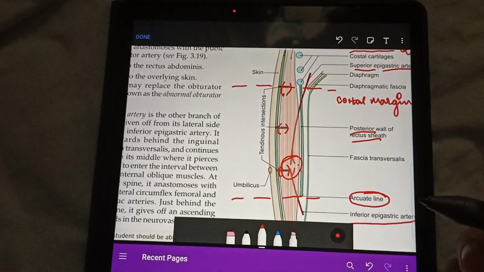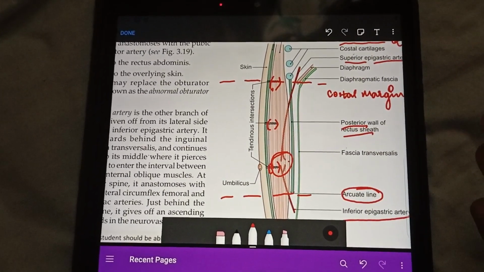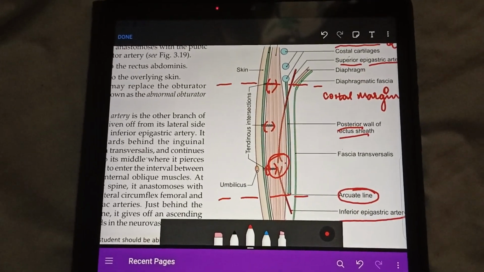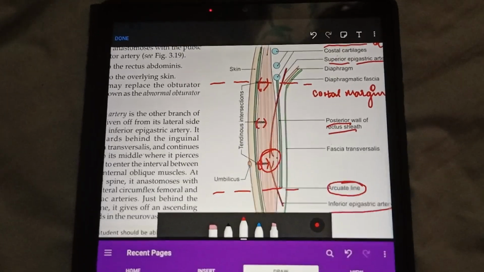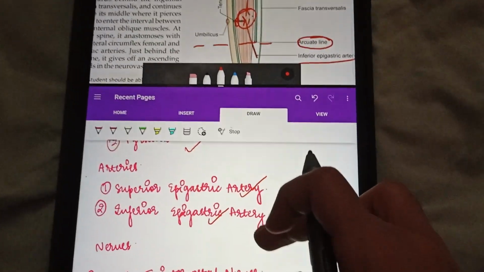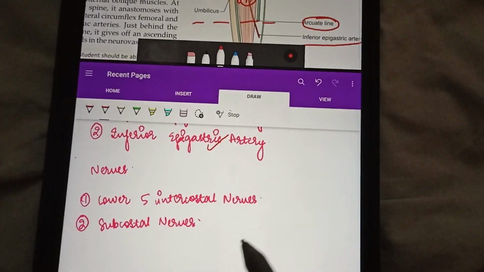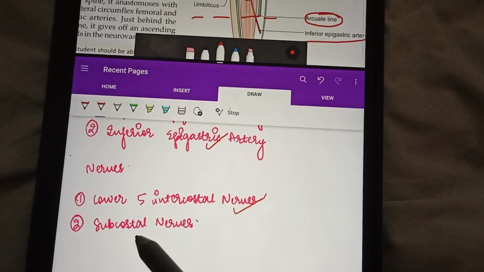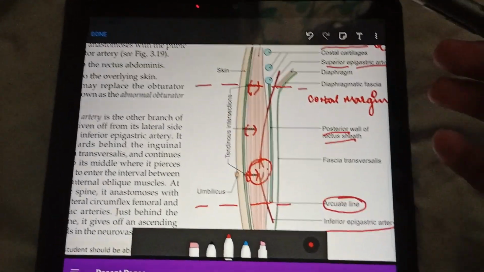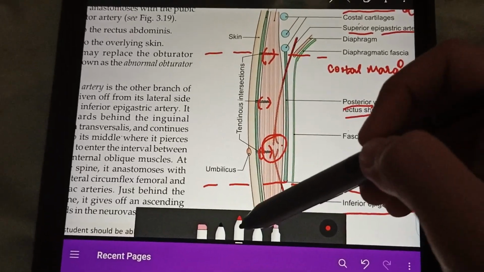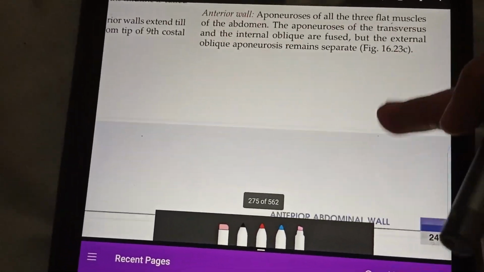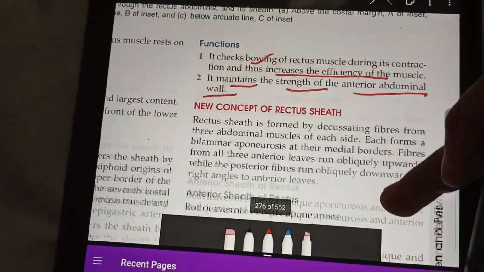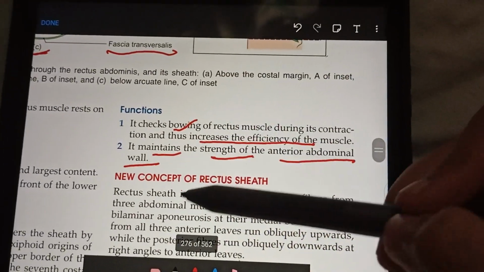If we look at the veins, they are the accompanying veins, that is superior epigastric venae comitantes and inferior epigastric venae comitantes. Then the nerves include the lower 5 intercostal nerves and the subcostal nerves. So we're done with the contents. Now we'll look at the functions of the rectus sheath.